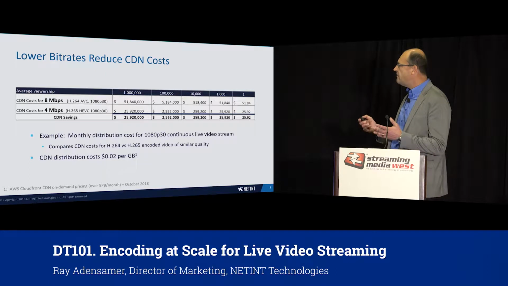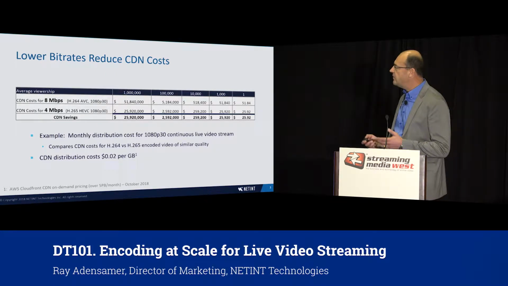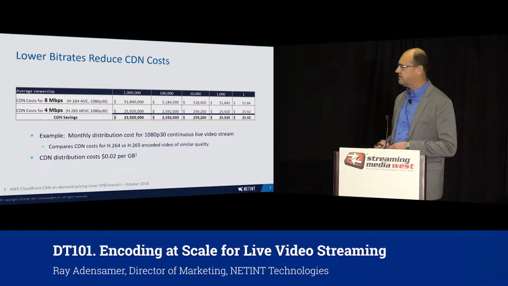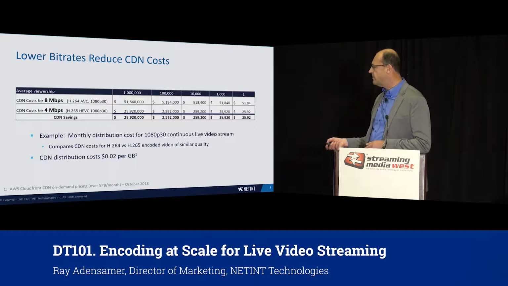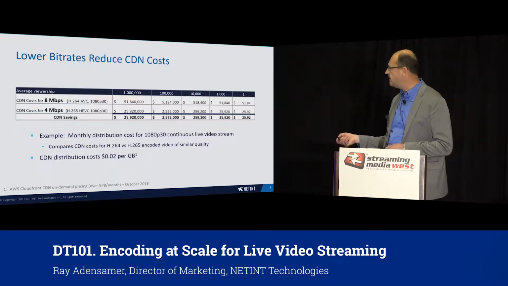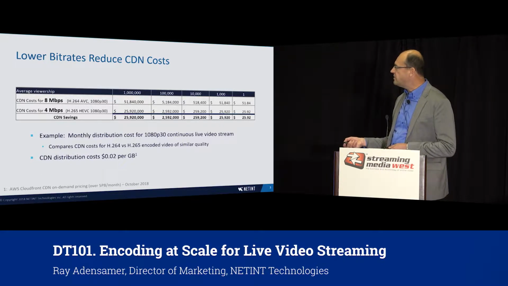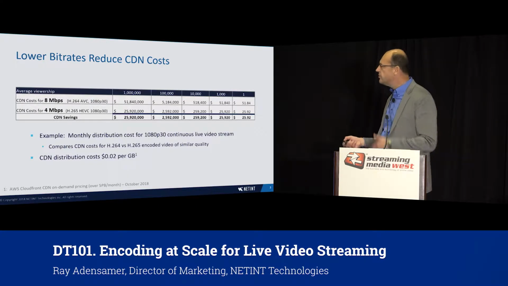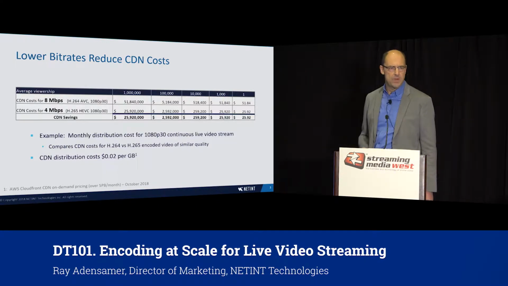So here we have a 1080p video that is being streamed for 1 month. And we're using the cost from Amazon CloudFront CDN. And so if you were to encode that using H.264, you can get a decent quality stream for about 8 megabits per second. So if you're going to stream 8 megabits per second continuously for a month to one person, that's going to cost you $51.